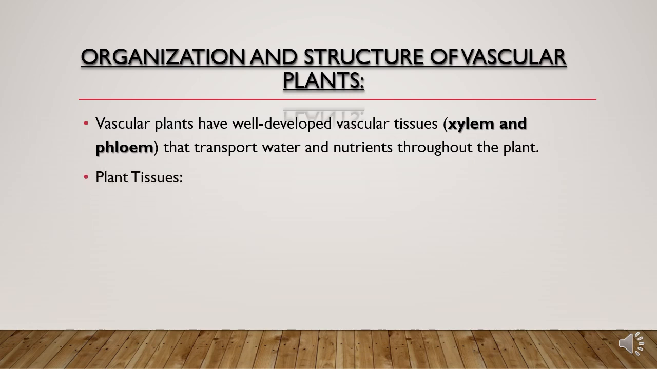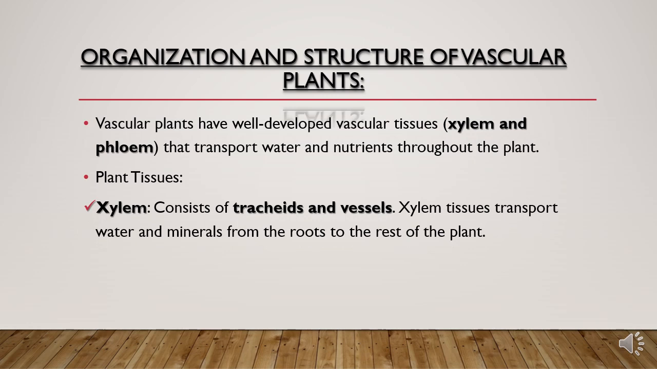So let us discuss the plant tissues. When we are discussing the plant tissues, we need to discuss the xylem. The xylem actually consists of what we call the tracheids and the vessels. So the xylem is a tissue which is responsible for the transportation of water and mineral salts, and it begins from the roots heading towards the leaves, which is the entire part of the plants.